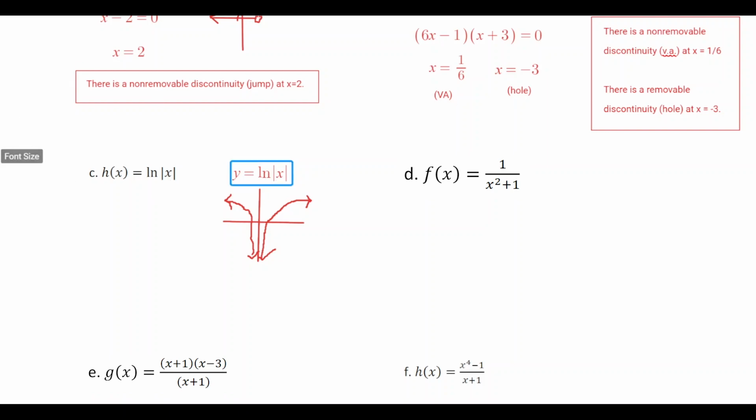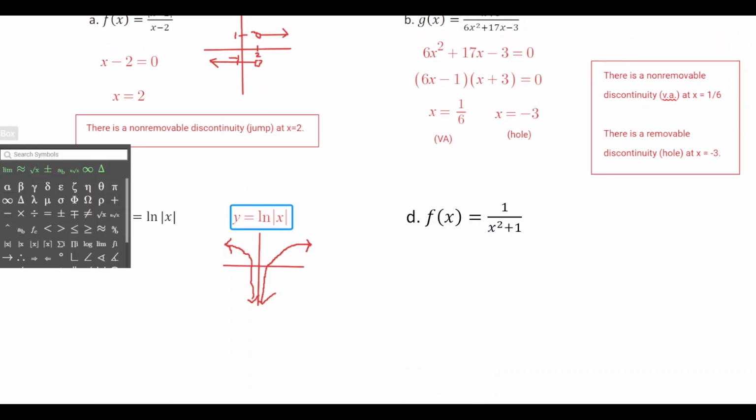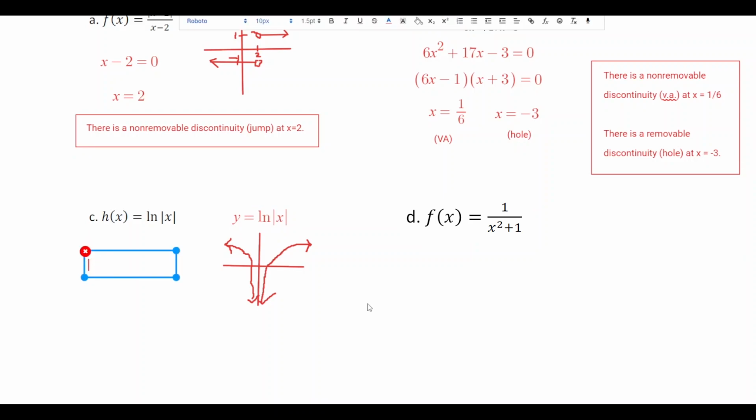So anyway, our answer here is going to be that we do have a discontinuity at x equals 0. And specifically, it will be a non-removable discontinuity. Pretty much all of these are going to be either jumps, like we saw in part A, or a vertical asymptote, like we saw in part B. This particular one's a vertical asymptote.